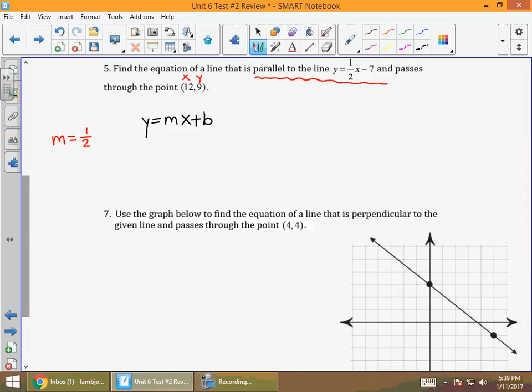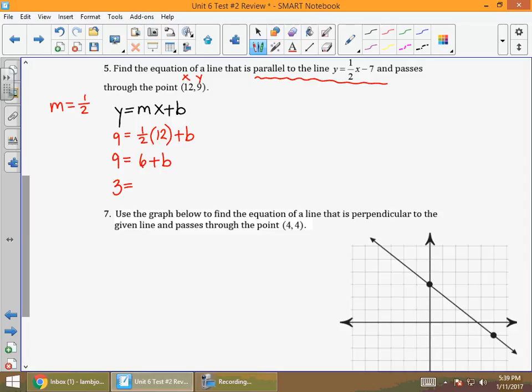All right, so let's write what I know. So I know my y value here is 9, equals, I know my m value is 1/2. I know my x value is 12. My b value I don't know. I want to solve for b. So let's solve this thing for b. So this is 9. 1/2 of 12 is 6 plus b. Subtract 6 on both sides, and 3 is my b value.